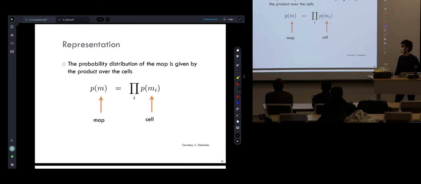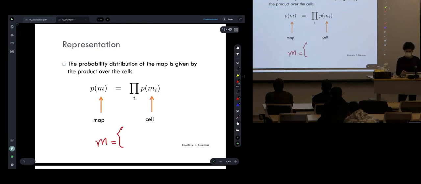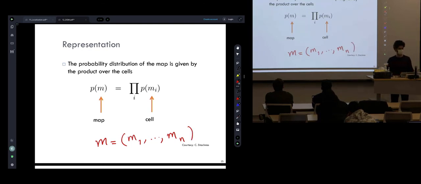As a consequence of assuming that each cell is independent, mathematically, your posterior over the map, so the map is a list or tuple of whatever number of cells we have. It's a list of all of them, all together, that's the map, not just one cell. And the consequence of the cells being independent is that the probability for the entire map is just the product of individual probabilities. They are statistically independent. That's the assumption.